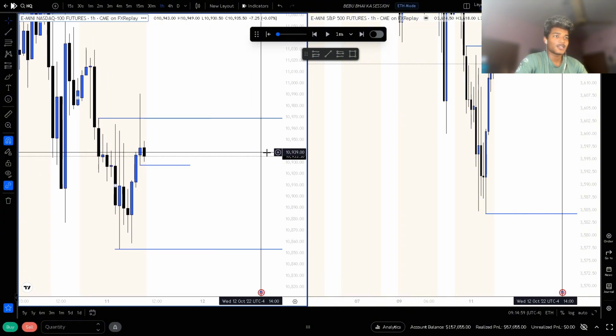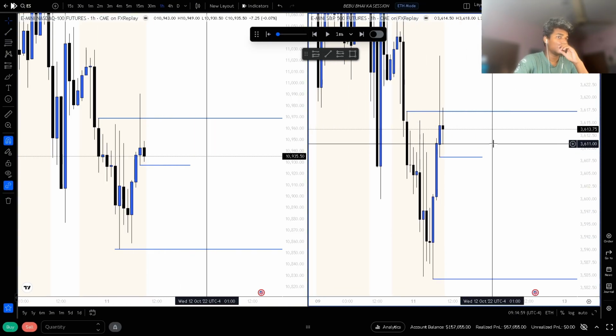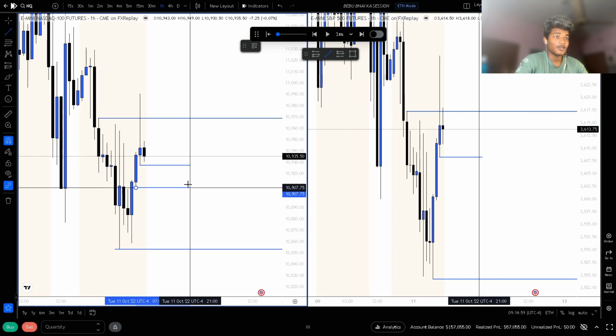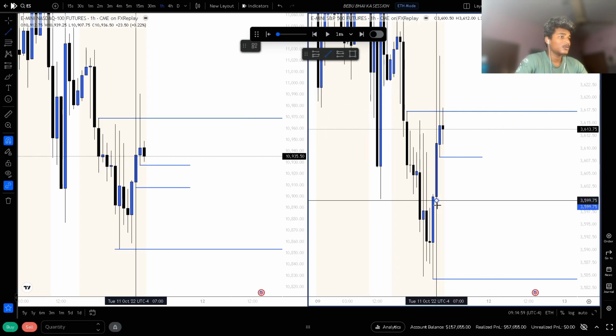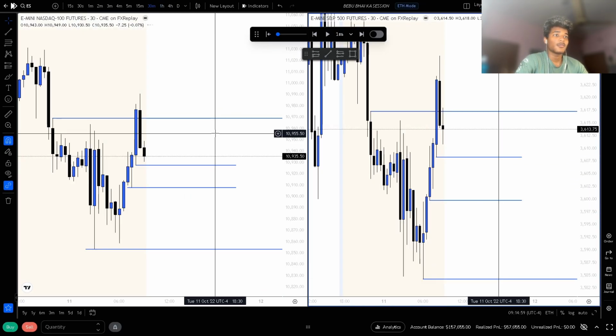We have this bullish gap in 1 hour, which is unmitigated, and we do have this unmitigated hourly gap as well. So I am neutral going today, guys. 30-minute.